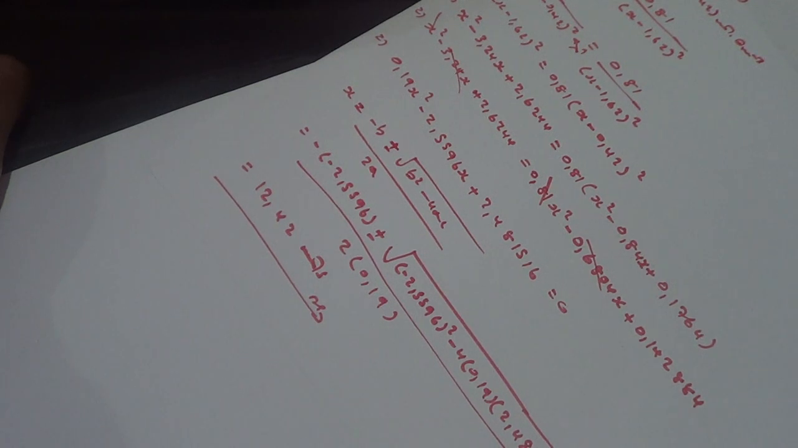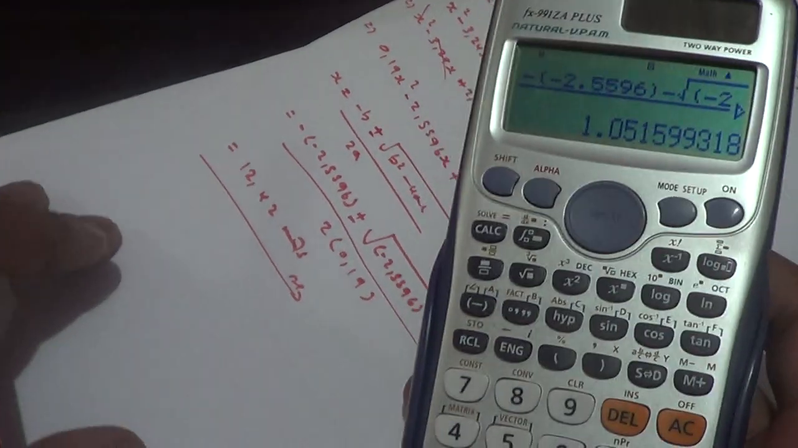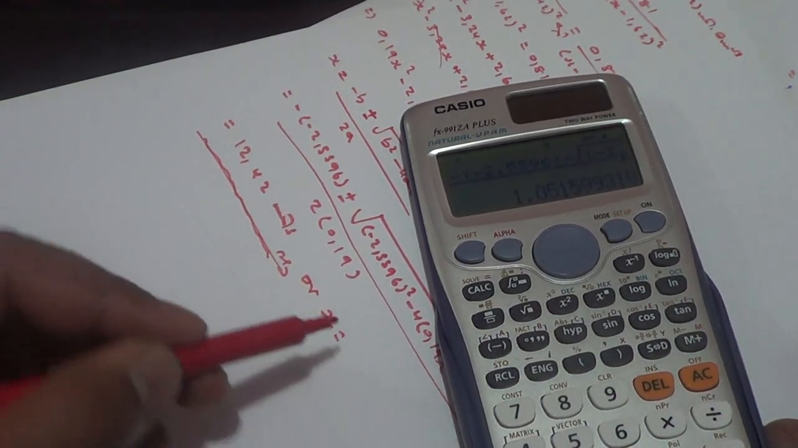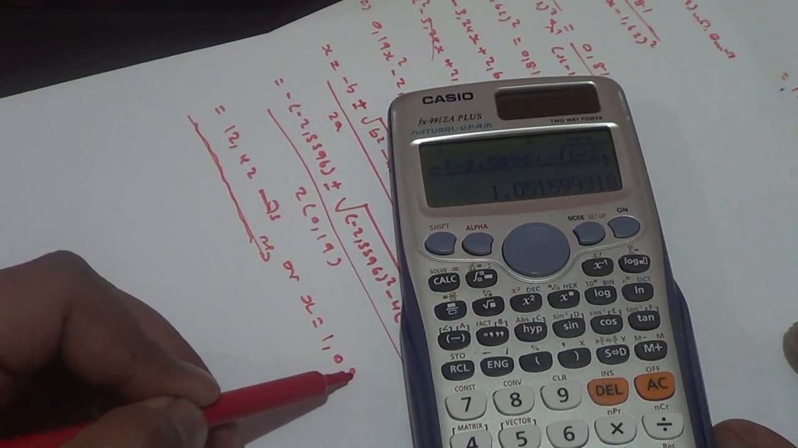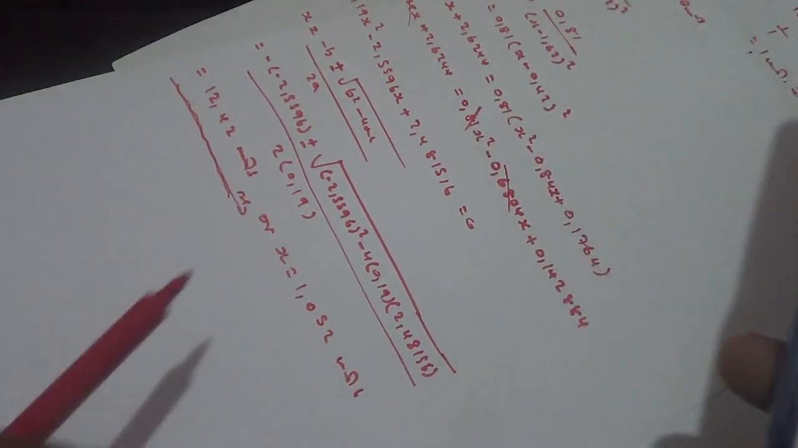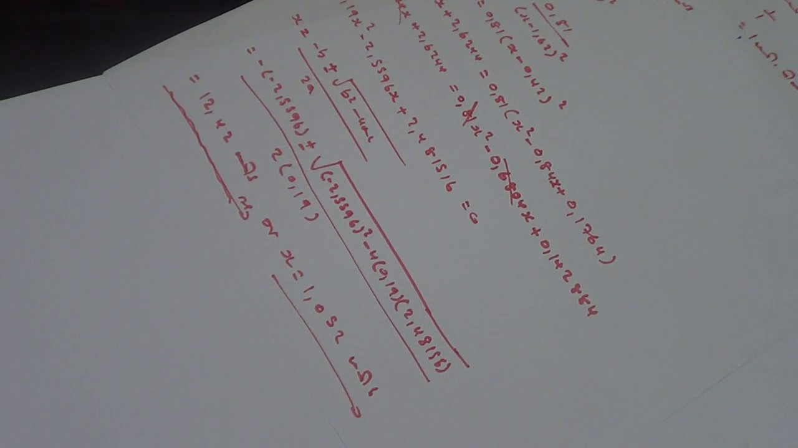2.5596 minus the square root of minus 2.5596 squared minus 4 into 0.19 into 2.481516. Here, I was quick to run for this one. So x is 1.052, which is essentially 1.05 moles. So you see the negative one also gives us the answer. But now, which one do you think is realistic here?